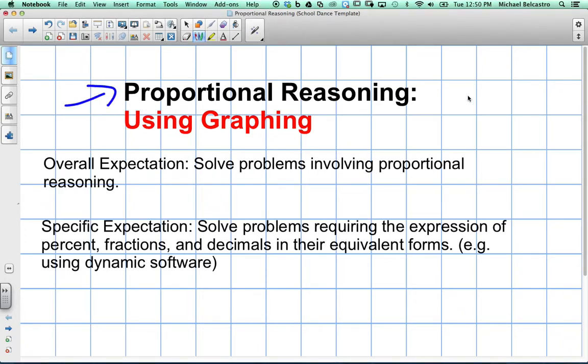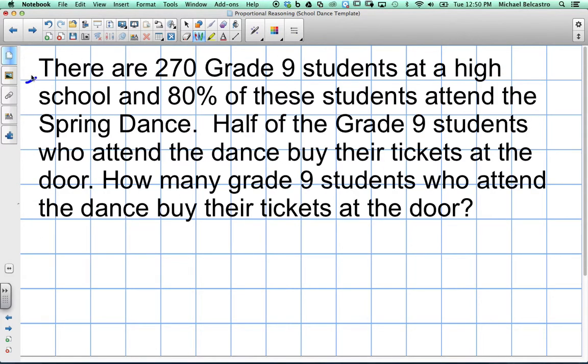We're going to be looking at proportional reasoning, and the method we're going to use to solve this is by graphing. The overall expectation is solve problems involving proportional reasoning, and the specific expectation is solve problems requiring the expression of percent, fractions, and decimals in their equivalent forms, and we're going to use some dynamic software to go about doing this. So let's read our inquiry-based question.